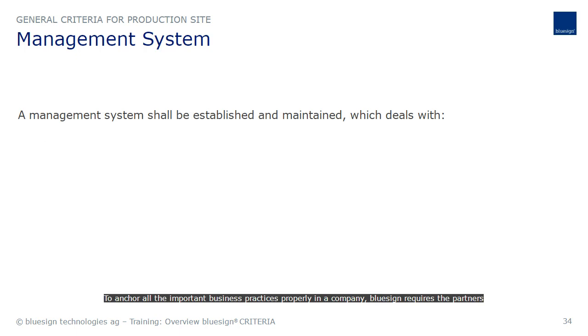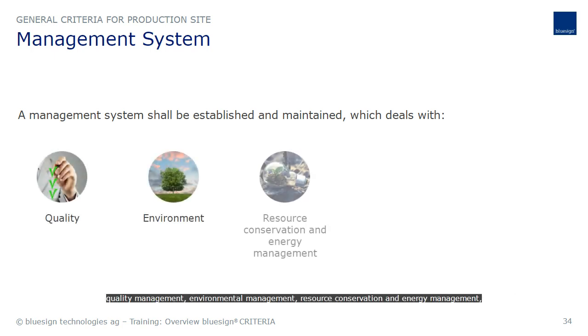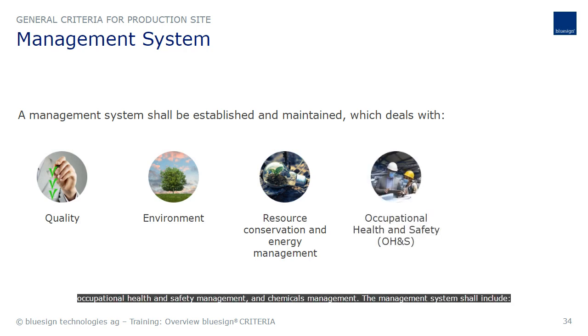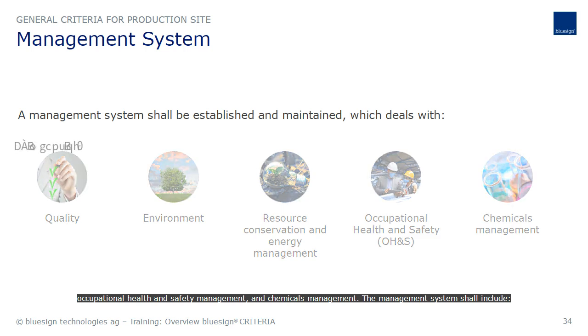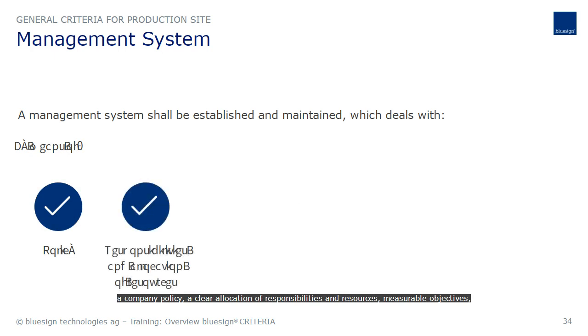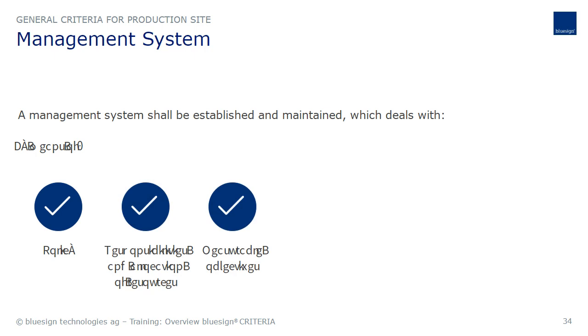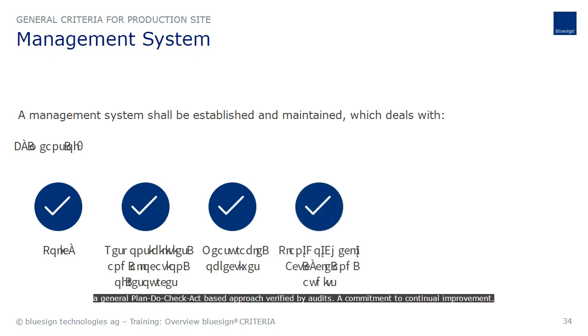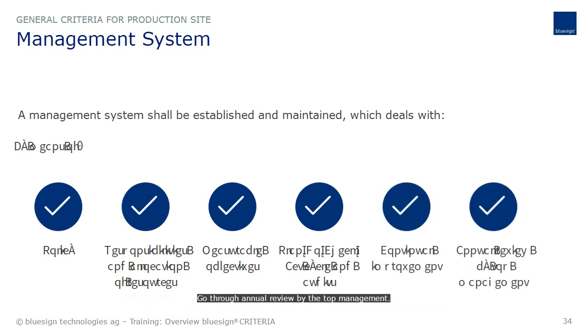To anchor all the important business practices properly in a company, Bluesign requires the partners to have a management system established and regularly maintained. This system shall cover important aspects of quality management, environmental management, resource conservation and energy management, occupational health and safety management, and chemicals management. The management system shall include a company policy, a clear allocation of responsibilities and resources, measurable objectives, a general plan-do-check-act-based approach verified by audits, a commitment to continual improvement, and annual review by the top management.